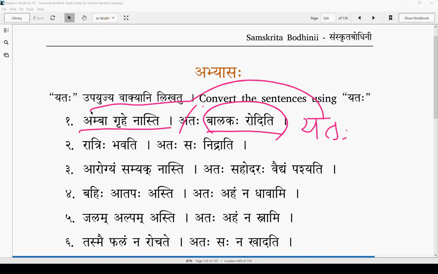Okay, what is the second one? Ratrihi bhavati, saha nidrati yataha ratrihi bhavati. So like this. These are simple ones.